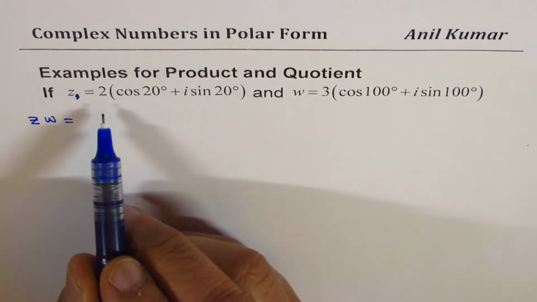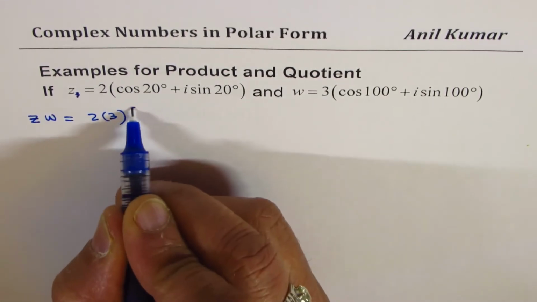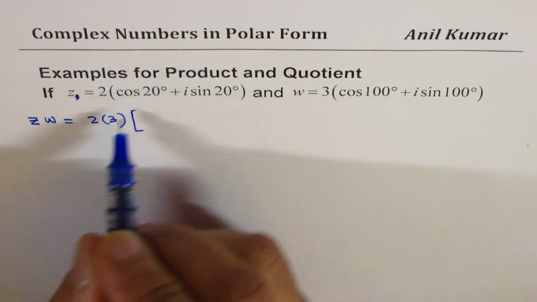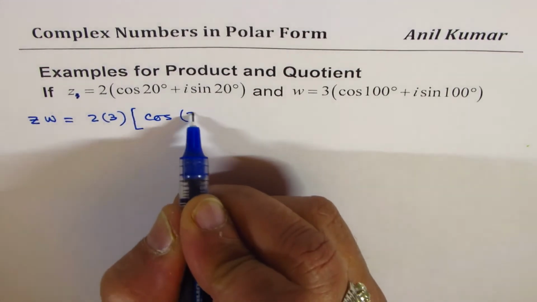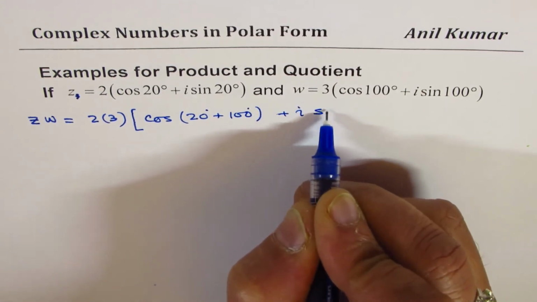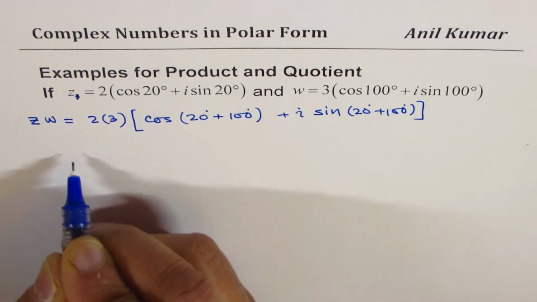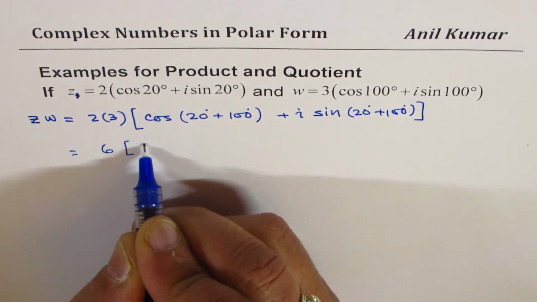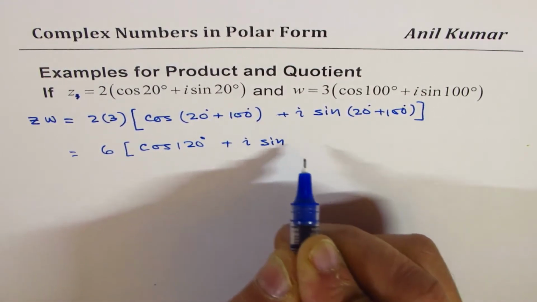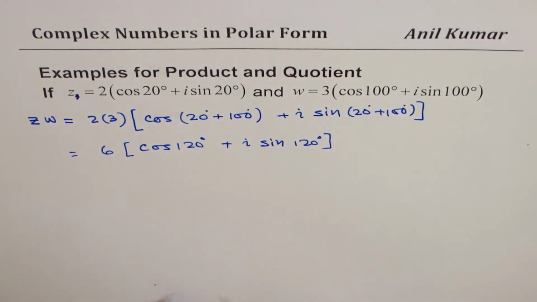So from what we have learned, the product is the product of r1 and r2, which is 2 times 3. And the arguments get added up. So what we get here is cos of 20 plus 100 degrees plus i sine of 20 degrees plus 100 degrees. So that gives us 6 times cos of 120 degrees plus i sine of 120 degrees, correct? So that becomes the product of these two.